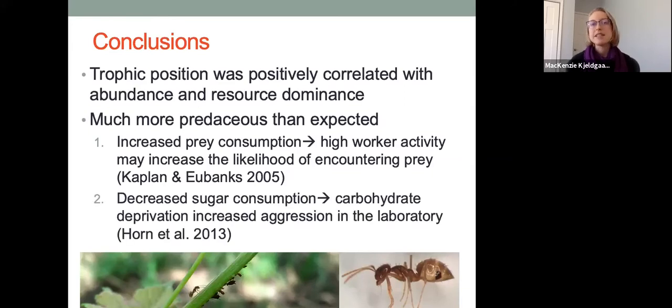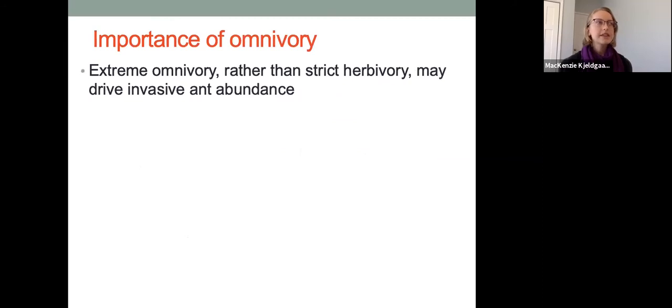Or these ants may be decreasing their sugar consumption. At least in the laboratory, we know for Tawny Crazy Ants that carbohydrate deprivation can increase their aggression. So this may be another reason for why their trophic position was higher than expected. Ultimately, future studies are going to need to look at this to really tease apart why we're seeing a more predaceous diet. But I think this shows the importance of omnivory. So omnivory rather than strict herbivory may drive invasive ant abundance, particularly in the case of the Tawny Crazy Ant.